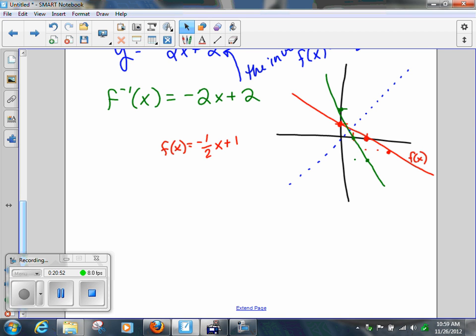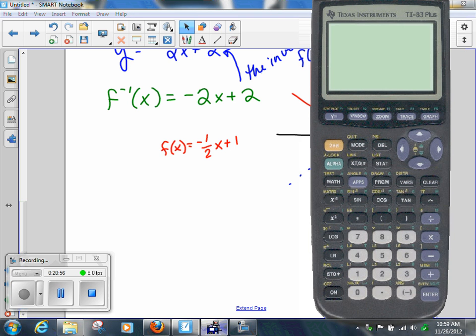You ready to see how to do this on the calculator? Get your calculators out. Thank you. All right. Now, some of you will want to write this down. You will actually want to write down the step-by-step instructions. But we got our two functions here in front of us, f of x and f to the negative 1. And we're going to put in our first function that we were given, negative 1/2 x plus 1.